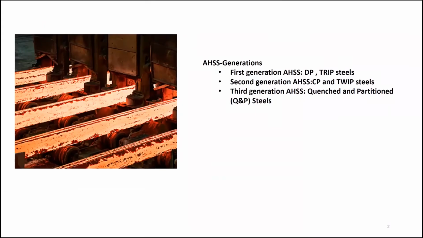So basically, the advanced high strength steel can be thought of as first generation, second generation, and third generation. The first generation steels include the DP steel, which is a dual phase steel, and the TRIP steel. Then second generation steels include the complex phase steel and the TWIP steels. And the third generation AHSS includes quench and partition steel. So these are some of the steels that have been developed in the recent past and continuing to develop as we speak.